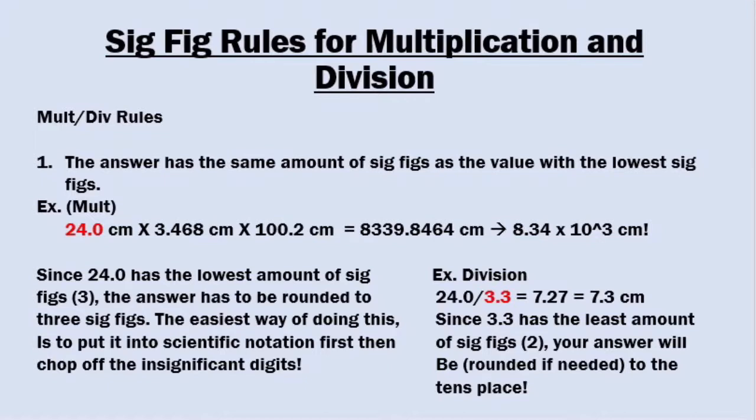The rules for multiplication and division are easier to understand than those of the addition and subtraction rules. Rule number 1, the answer has the same amount of sig figs as the value with the lowest sig figs. For the multiplication example, since 24.0 centimeters has the lowest amount of sig figs, your final answer will have only 3 sig figs as well. It's the same rule for division. So for the division example, the amount 3.3 centimeters has the lowest amount of sig figs in the problem, your answer will have only 2 sig figs as well.